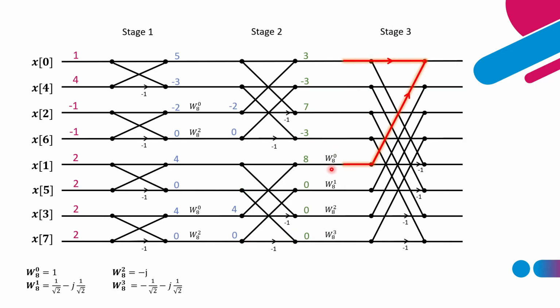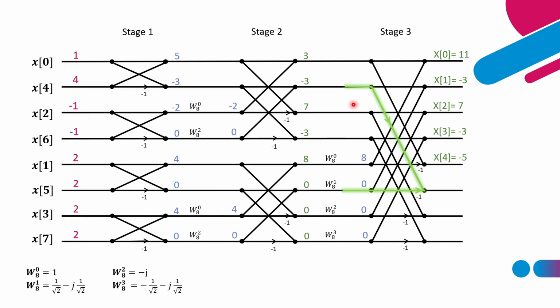8 times 1 is 8, plus 3 is x of 0 equal to 11. And then this one is 0 minus 3 is negative 3, and then 0 again plus 7 equal to 7. And then 0 minus 3, negative 3. And for this one, 8 into negative 1 is negative 8 plus 3, we have negative 5.